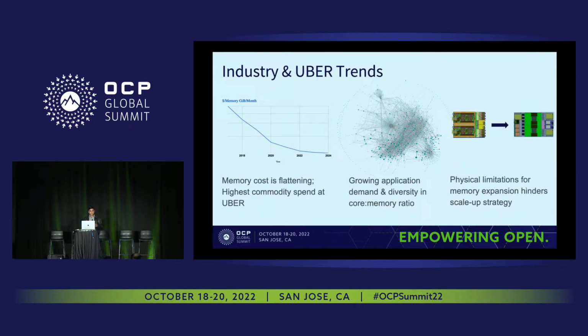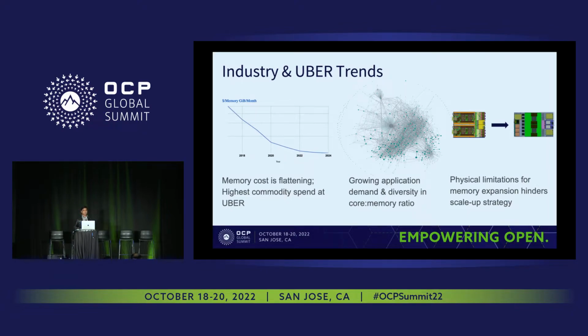So let's take a look at some of the industry and Uber trends to begin with. Over the last 3 generations at Uber, we have almost tripled the core density from 48 cores to 128 cores, and the memory density, bandwidth, and cost have not changed in proportion. What we see in the dollar per gigabyte per month chart is that memory cost has plateaued and is flattening, and hence it is becoming an increasingly higher percentage of the overall server cost.